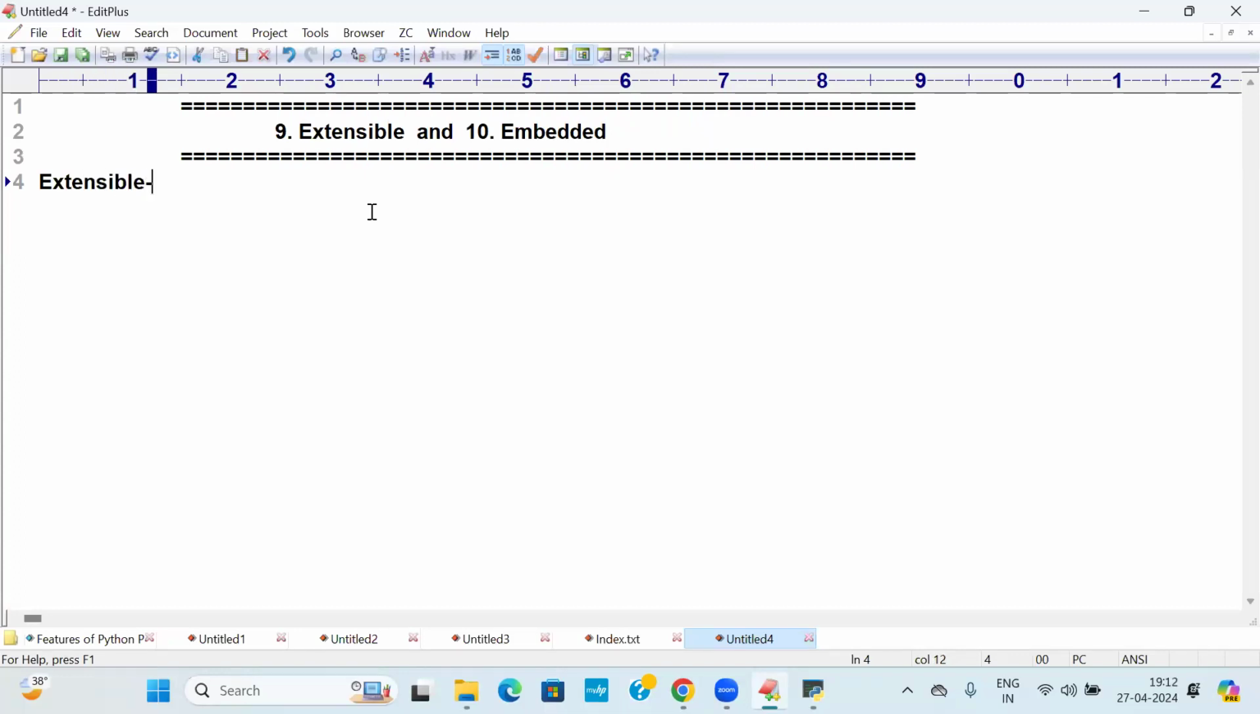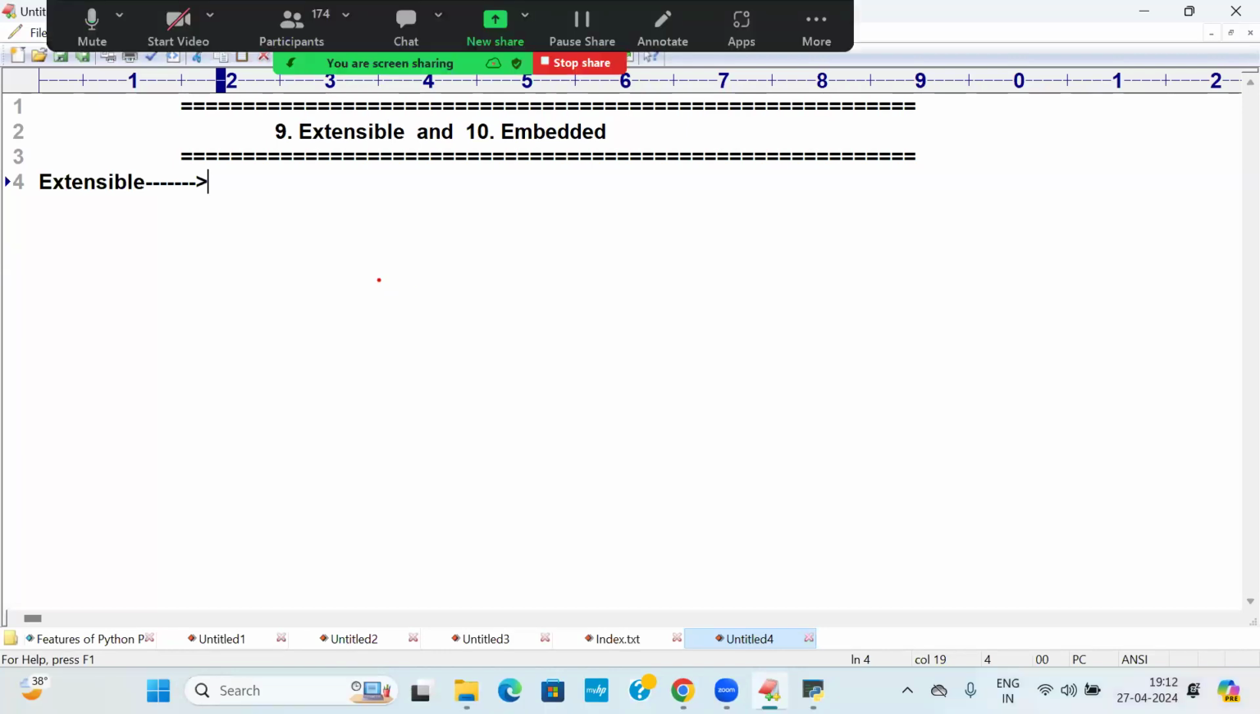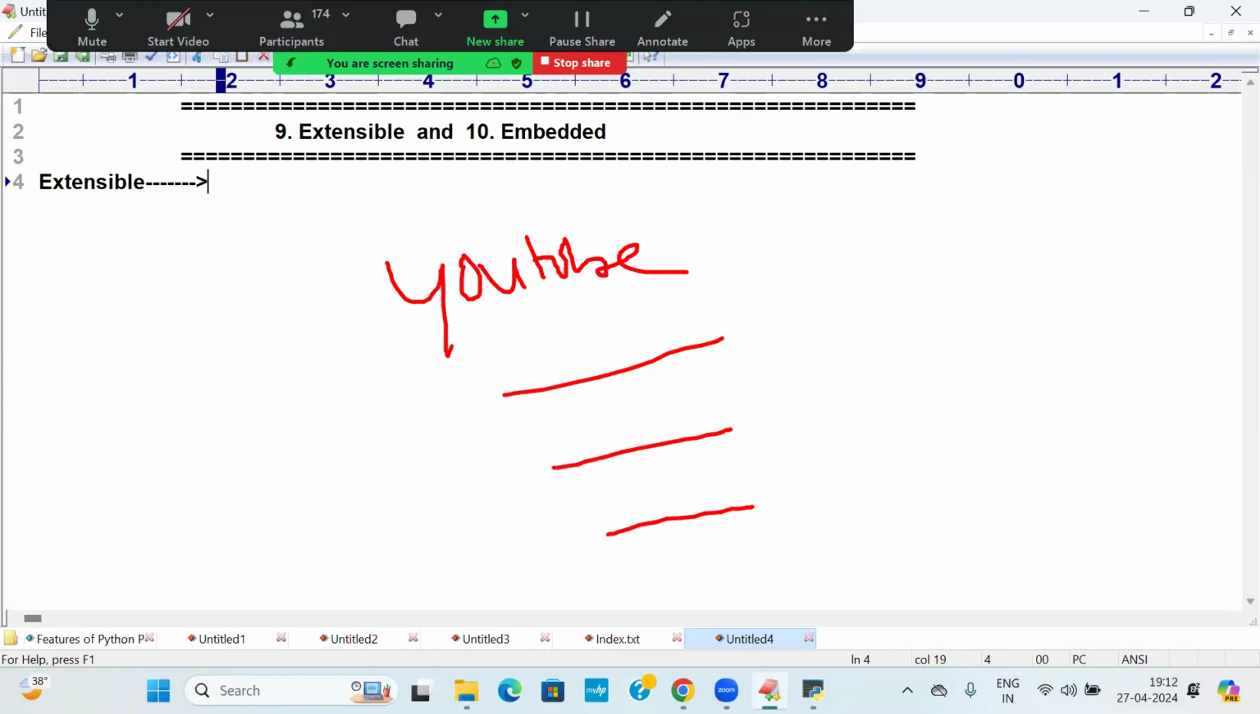Extensible means: in the present world, which is the easiest programming language to write code in a simple and more elegant way? Python. The slogan of Python is less lines, more code. For example, YouTube is the best example for you. Social media content, Instagram, Twitter, Facebook, almost 60% of the code used in these apps is only Python, right?